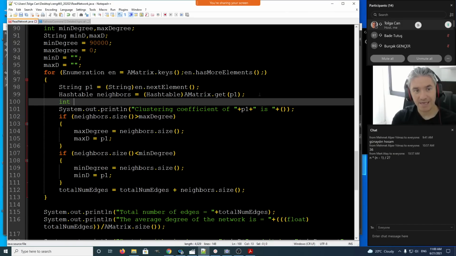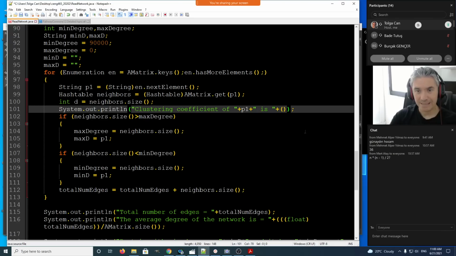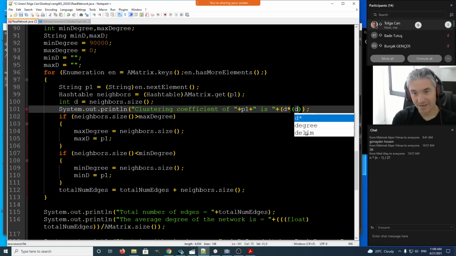If I have int d equal to neighbors.size, that's the number of neighbors. Oh, no, it's not d divided by, I cannot do it like this. So d times d minus 1 divided by 2 is the largest total number of edges I could get.